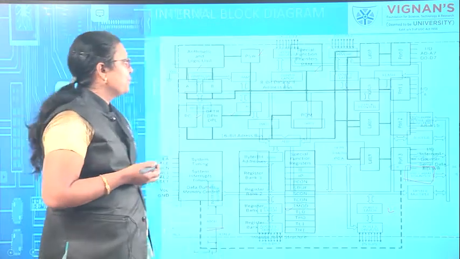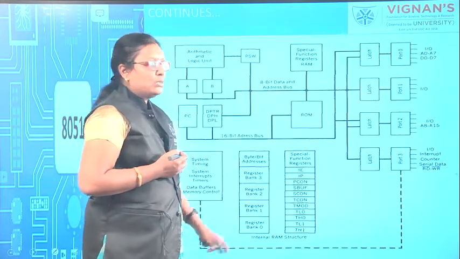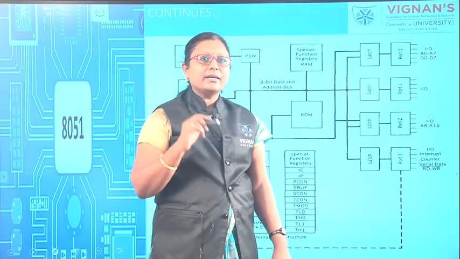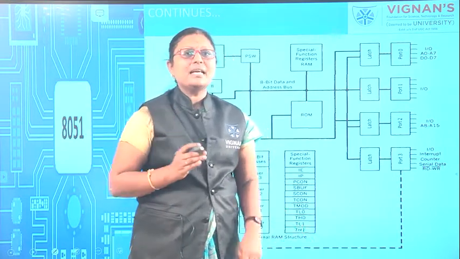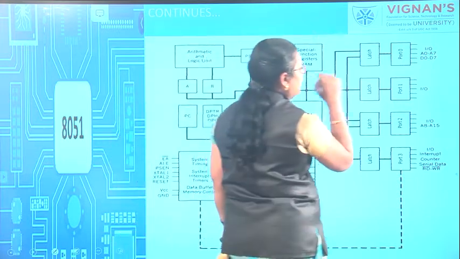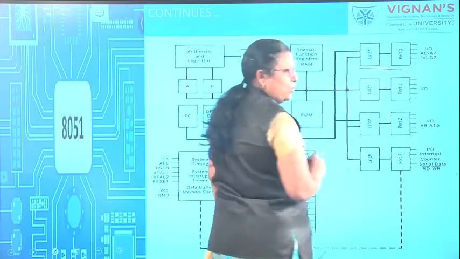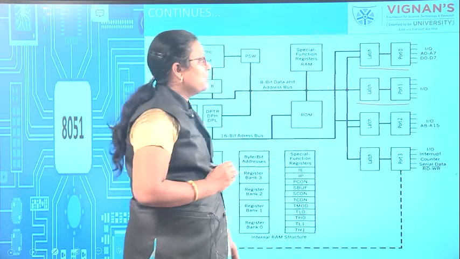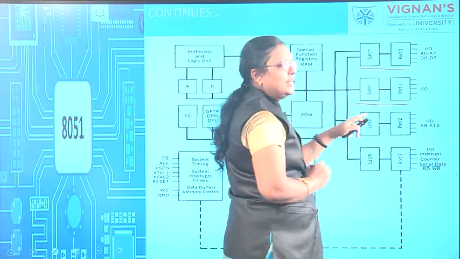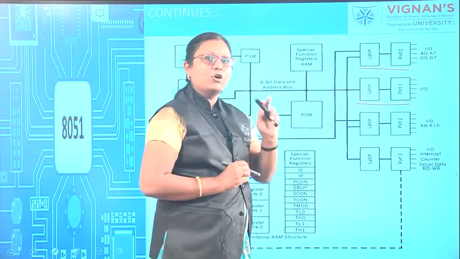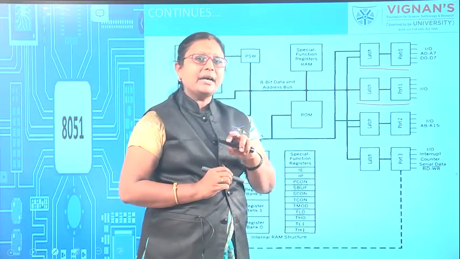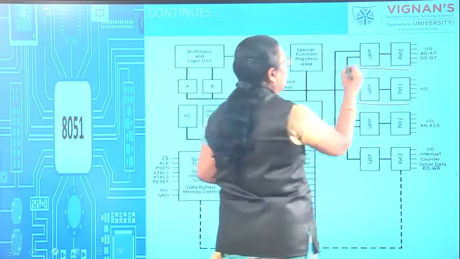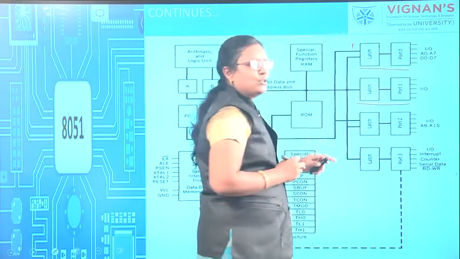And it also contains an oscillator in order to generate the clock frequency required by the microcontroller. And in the ports, from port 0 to port 3, each and every port is allocated an individual latch. For example, port 0 is connected with its own latch, and port 1 is connected with its own latch. Initially your ports will be in output mode, and a port can act as either input as well as output.